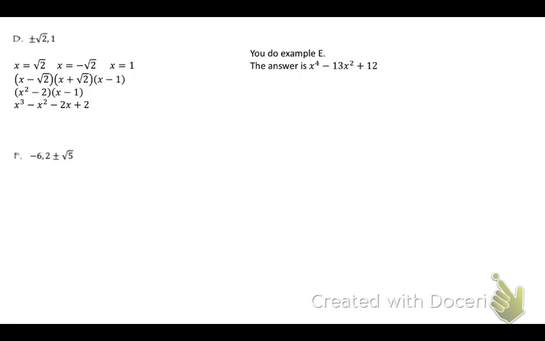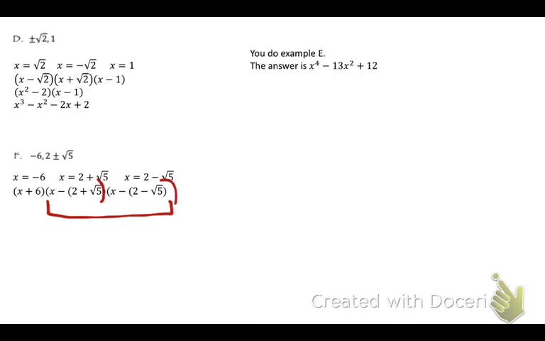Let's do this one. So we have negative 6, 2 plus the square root of 5, and 2 minus the square root of 5. Now this one gets a little hairy, so let's pay real close attention. So my factors here are going to be x minus negative 6, and then x minus 2 plus the square root of 5, and x minus 2 minus the square root of 5. Okay, and I kind of wrote that weird. So let's look at this over here. There should be an extra parenthesis right there. So if we have x minus, parenthesis, 2 plus the square root of 5.